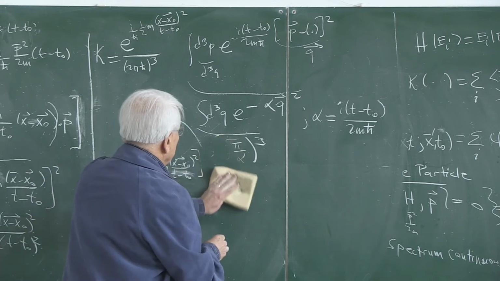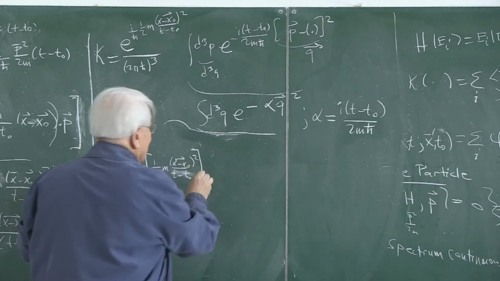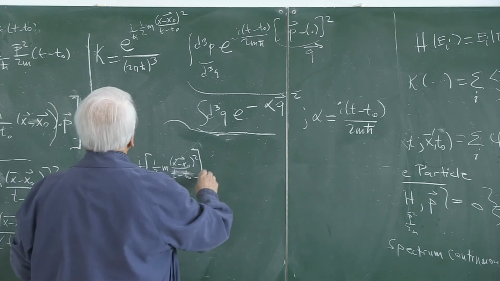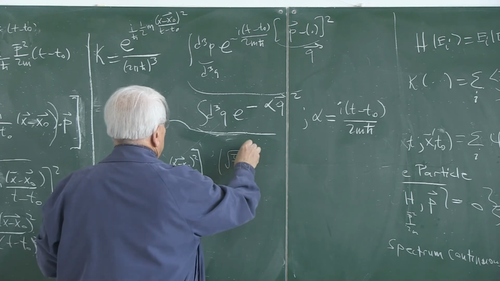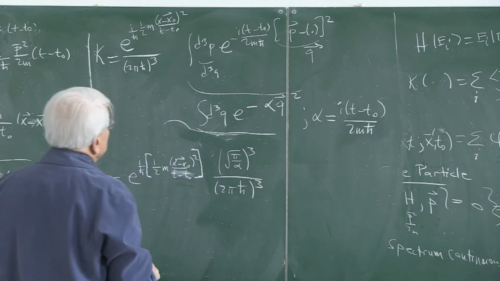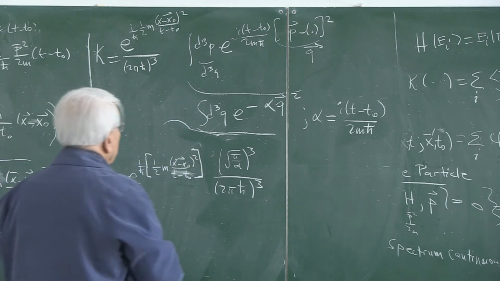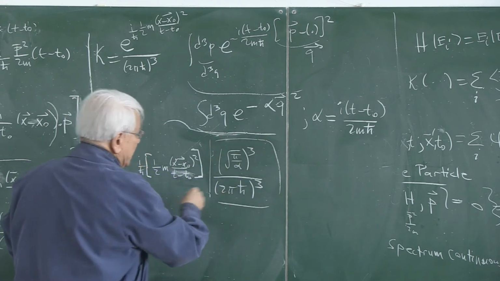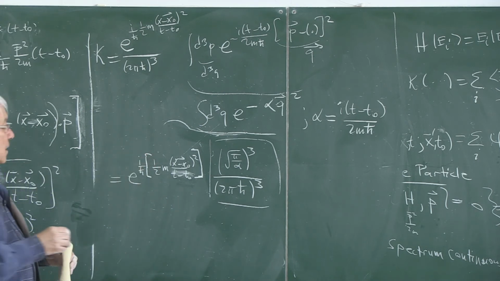I will erase this. You have copied it because I don't want to ruin the picture. Well, when the course is recorded, you have to be careful in using the board. So what is left over? There is pi over alpha cubed in here, 2 pi h bar cubed in there, and alpha is that complicated expression. Okay. So it is some number times exponential of i over h bar something.